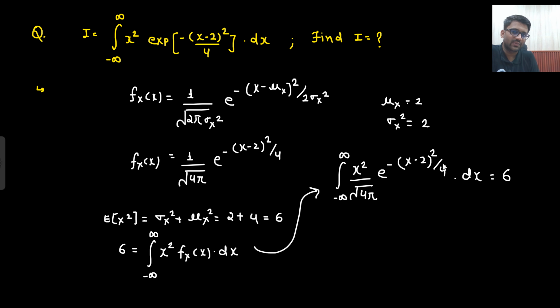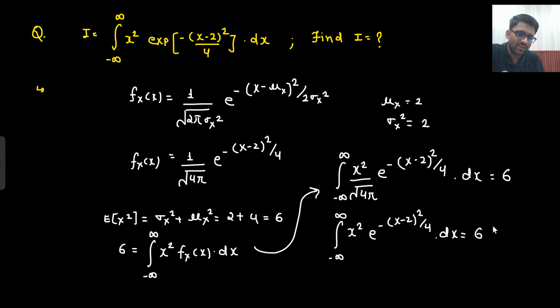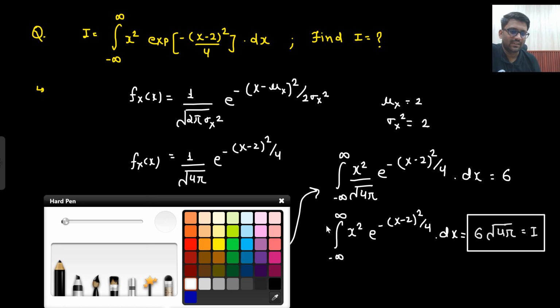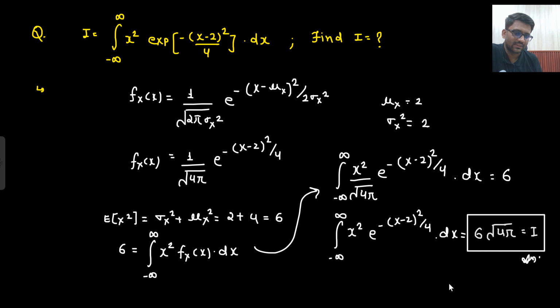What do you need? You need x square e to the power minus (x minus 2) whole square divided by 4. Basically this under root 4 pi is creating the problem, so let's throw it to the other side. So the integral from minus infinity to infinity of x square e to the power minus (x minus 2) whole square divided by 4 dx is coming out to be 6 into under root 4 pi. So this is your I, and I is 12 under root pi. This is the answer.